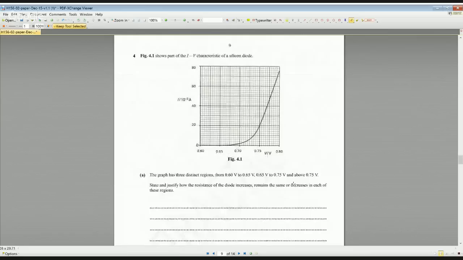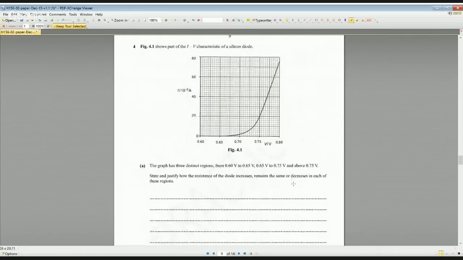We have the IV characteristic of a diode. And we have a graph with 3 distinct regions: from 0.6 to 0.65, from 0.65 up to 0.75, and then from 0.75 onwards. So we need to state and justify how the resistance of the diode increases, remains the same, or decreases in each section.